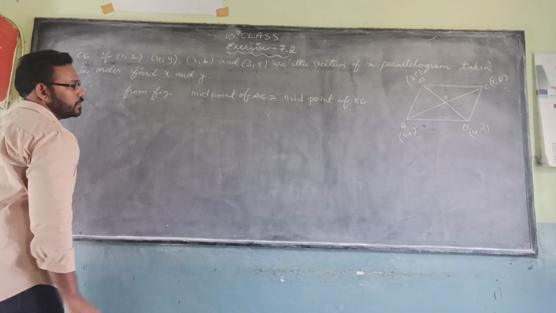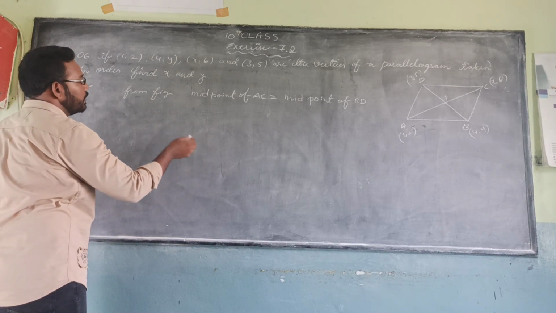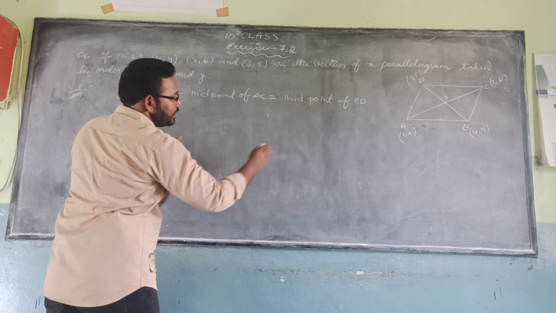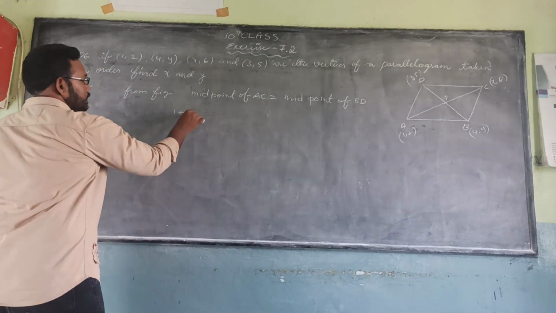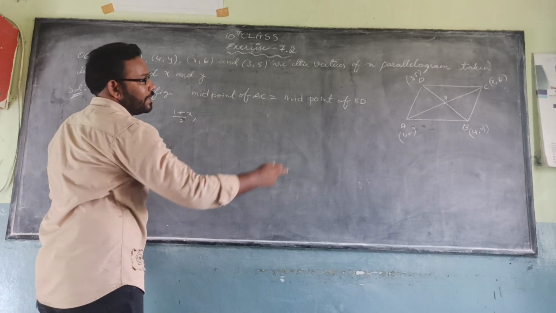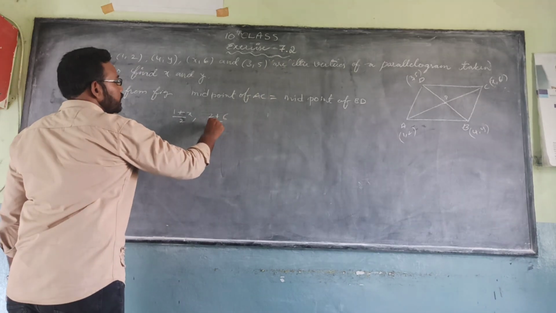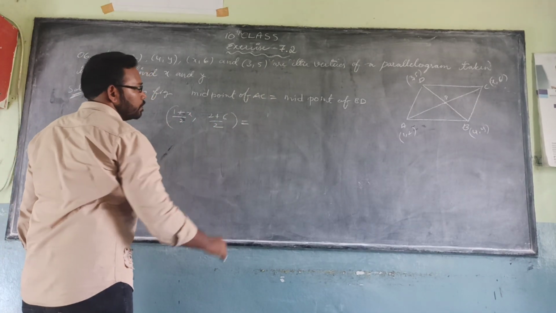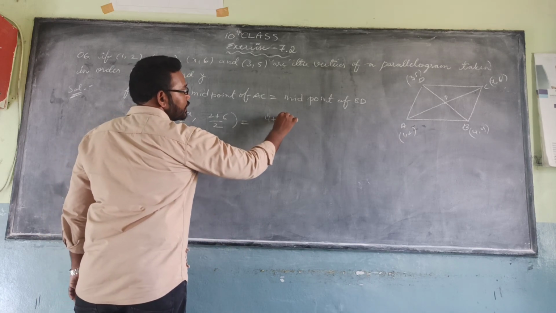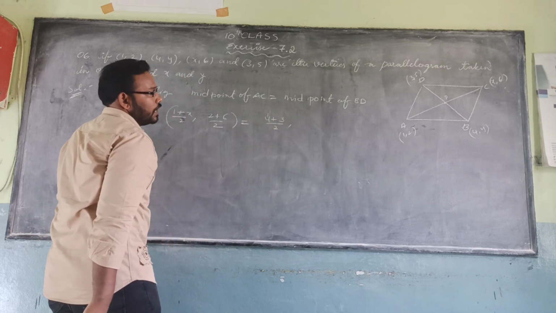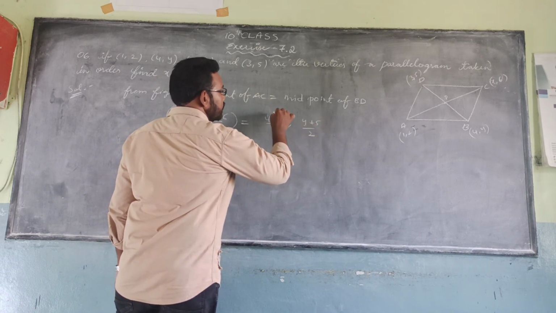So the midpoint of AC is (x1 plus x2 by 2, comma, y1 plus y2 by 2). Here, if you observe AC, x1 is 1 plus x2 is x, by 2, comma, y1 is 2 plus y2 is 6, by 2, is equal to the midpoint of BD. Here x1 is 4 plus 3 by 2, comma, and y1 plus y2, y plus 5 by 2.